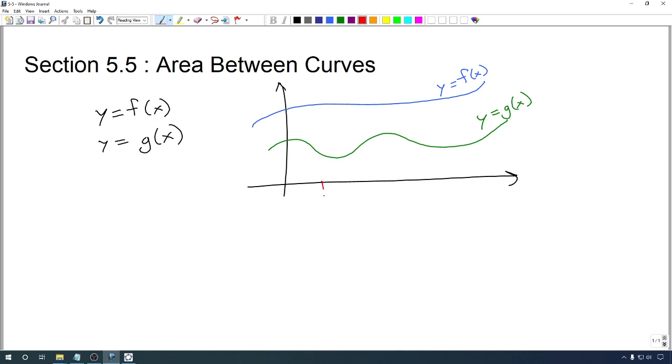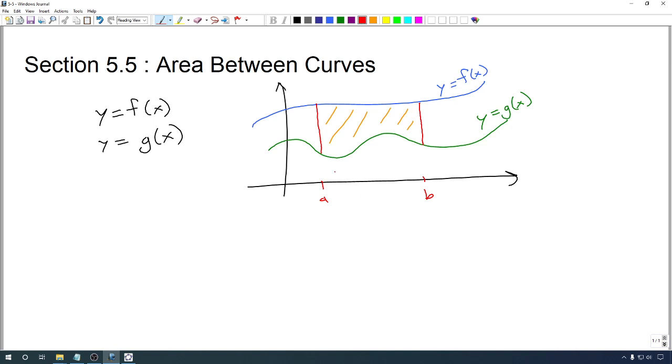But we also have limits on here, a and b. And we draw vertical lines connecting our curves at a and b. And we're trying to find this area between those curves. Instead of just trying to find the area under the curves down to the x-axis, we want the area between them.